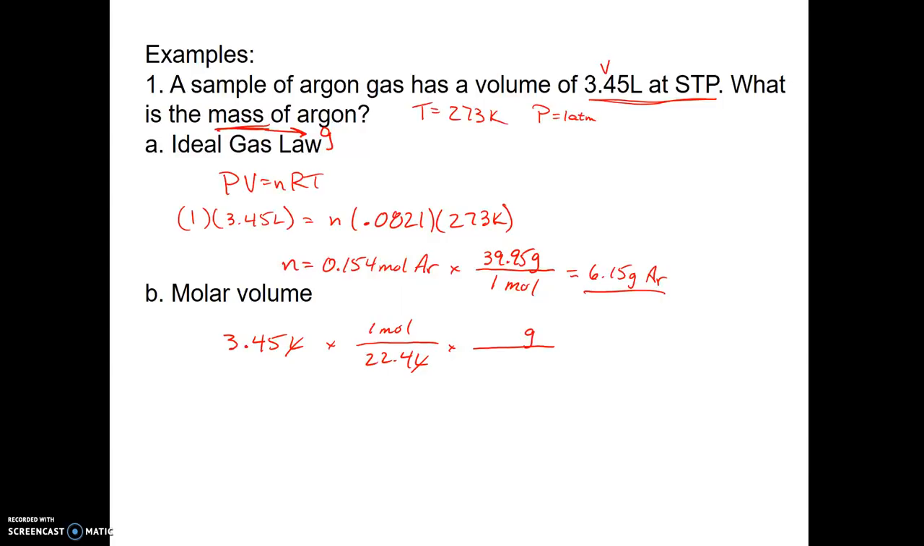And so since we want grams, we got moles. We set it up. And remember, the 39.95 comes from our periodic table. And so we should have 3.45 divided by 22.4, then times 39.95, which should give us 6.15 grams of argon again. And so either way we go through solving this question, we end up with the same answer.